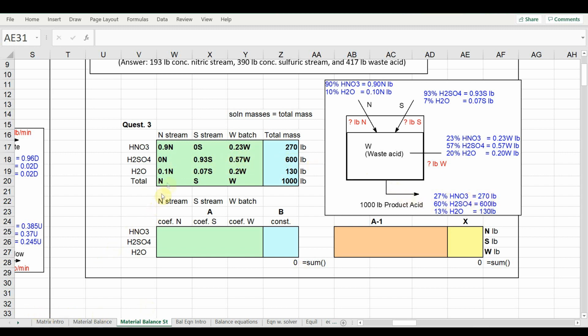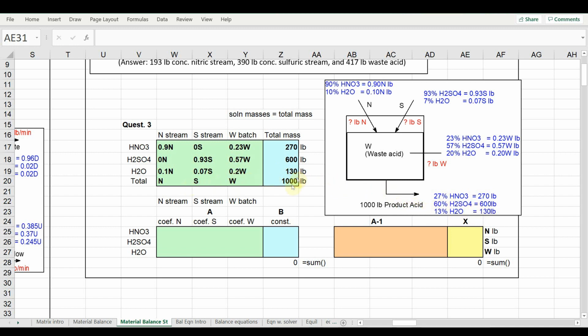For water, we can write the nitric acid stream is 10% by weight water, so 0.1 times the weight of nitric acid stream is water. The sulfuric acid stream is 7% water, so 0.07 times the weight of the sulfuric acid stream is water. The waste acid itself is 20% by weight water, so I can write 0.2 times the weight of the waste acid stream. Those three masses together represent the total mass of water being combined, and that will give us the total mass of water present in the mixture, and that's 130 pounds. There's four mass balance equations.